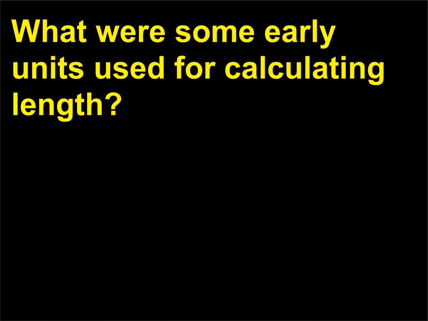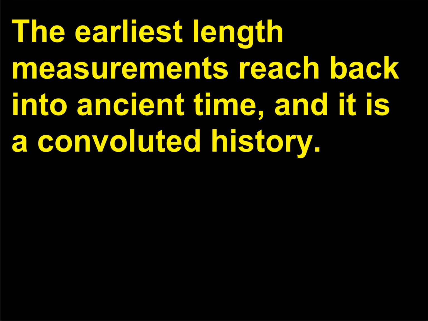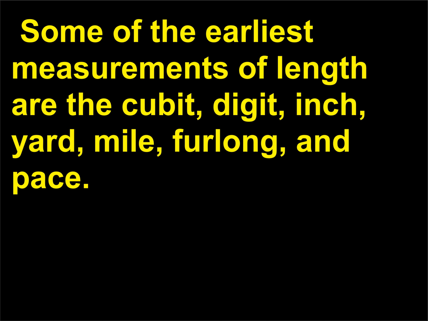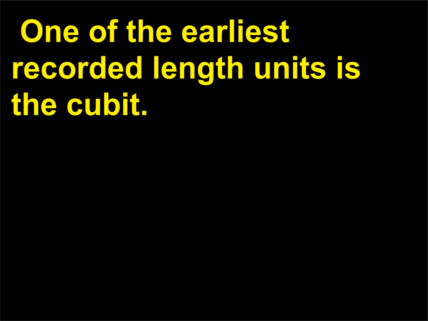What were some early units used for calculating length? The earliest length measurements reach back into ancient time, and it is a convoluted history. Some of the earliest measurements of length are the cubit, digit, inch, yard, mile, furlong, and pace. One of the earliest recorded length units is the cubit.